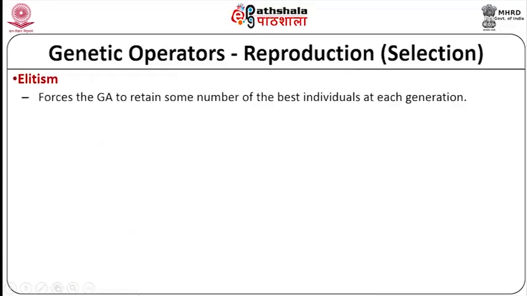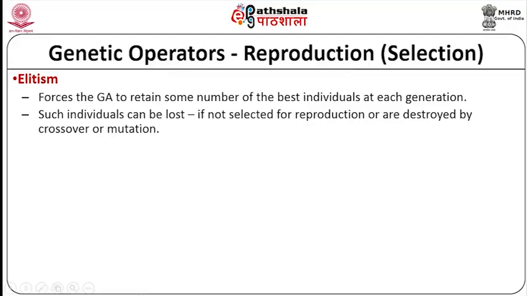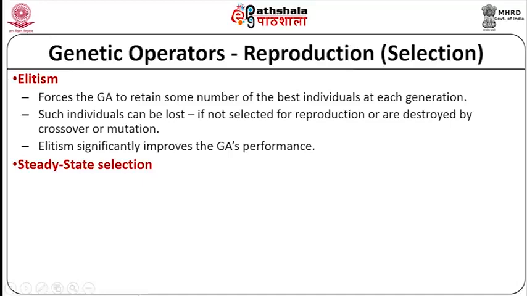Again, there is something called elitism. This forces the GA to retain the same number of the best individuals at each generation. Here we want to maintain the same number of individuals, and such individuals can be lost if not selected for reproduction in the next stage. Elitism significantly improves the performance of the GA.